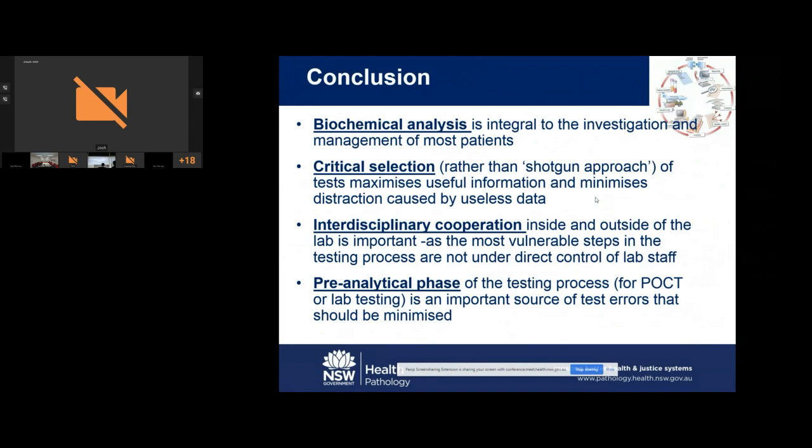Interdisciplinary cooperation inside and outside the lab is important, as many of the vulnerable steps in the testing process are not under the direct control of lab staff. And the pre-analytical phase of the testing process for both point of care and lab testing is an important source of test errors that should be minimized.